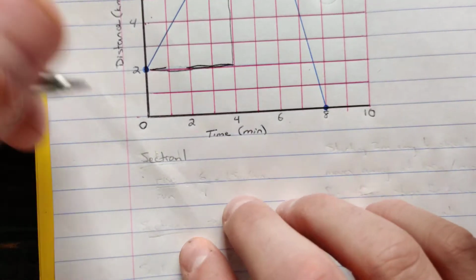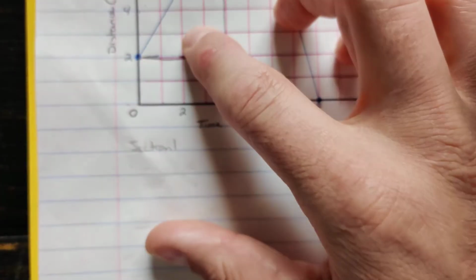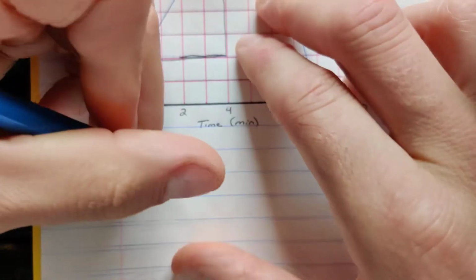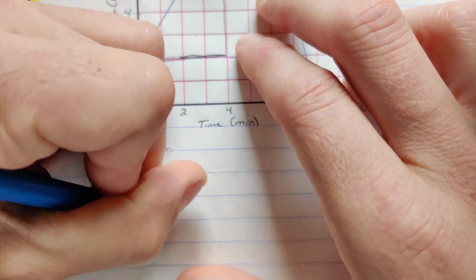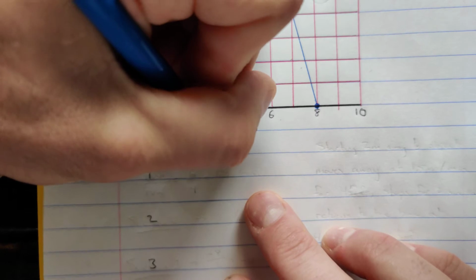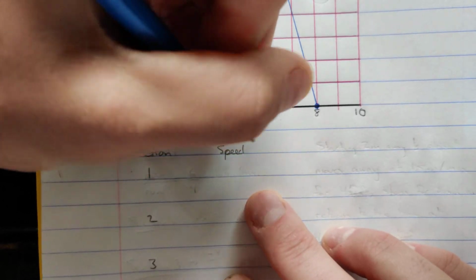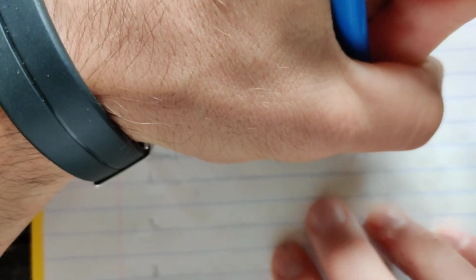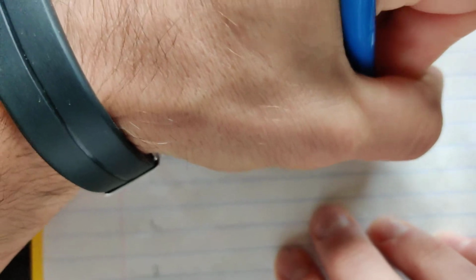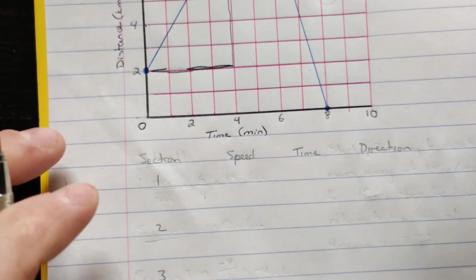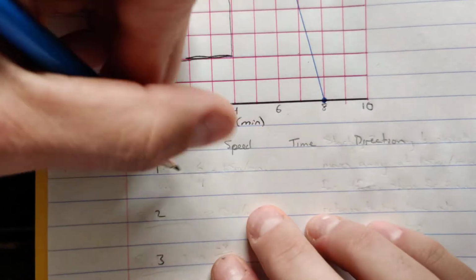So I'm going to do section number 1, number 2, and number 3. And then the speed and the time and the direction. So we can describe it using a little table here.